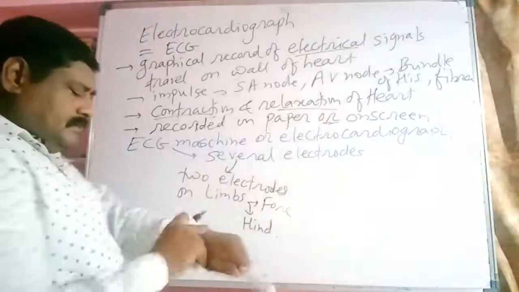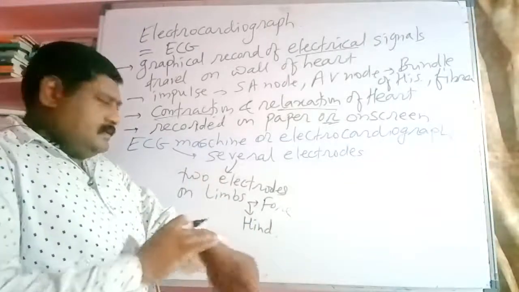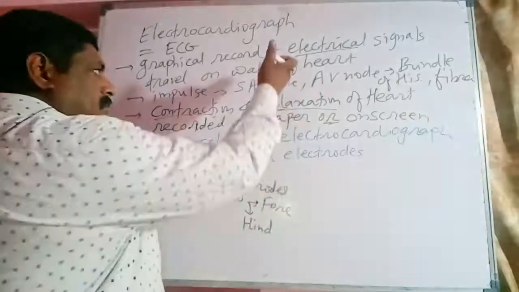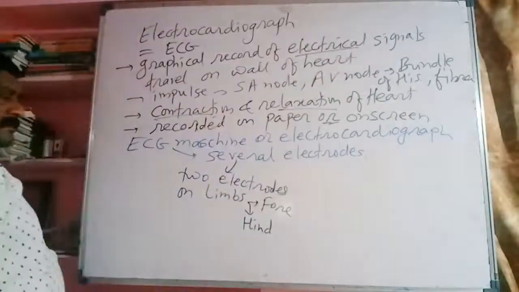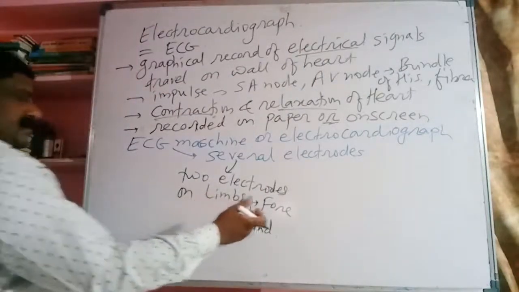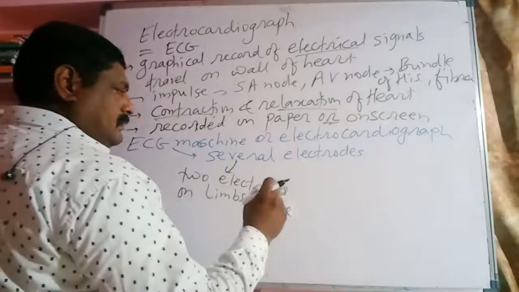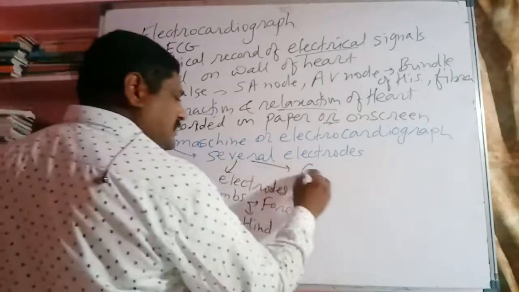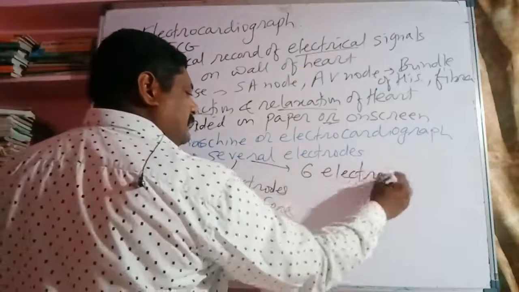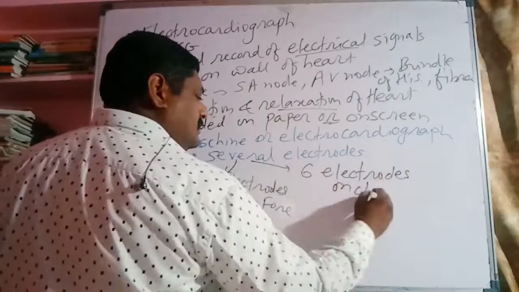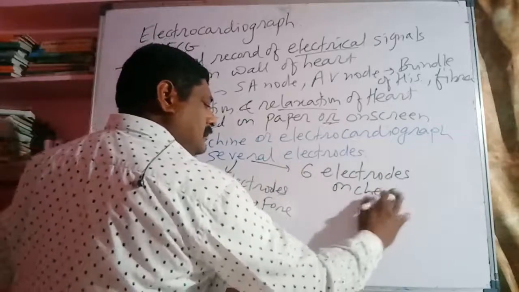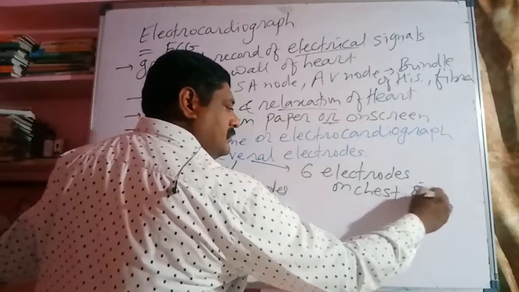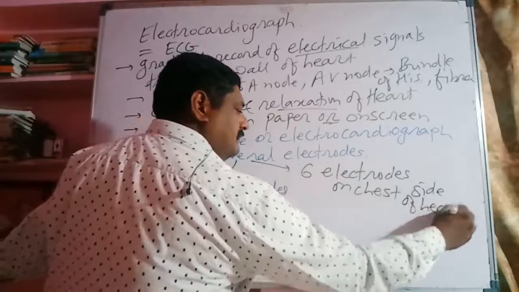Before placing the electrode, a gel is placed. The gel is spread on the skin. That gel improves the transmission of electrical waves. Transmission, spreading of receiving the electrical impulse, the gel मदत करते त्यासाठी. So 2 electrodes are placed on the limb and 6 electrodes are placed on the chest, along the side of the heart.